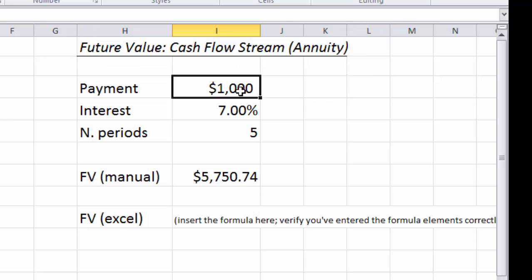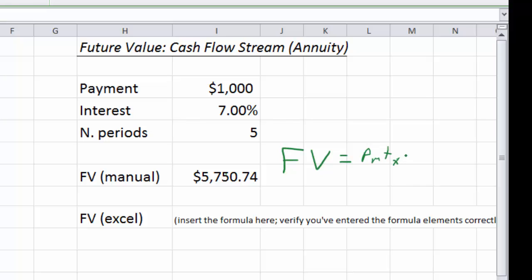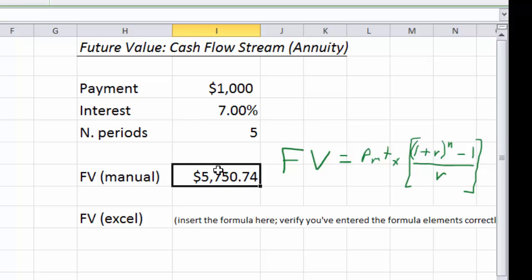Future value of cash flow stream annuity. Every year for 5 years, we get $1,000 at the end of the year. This is pretty easy. The formula, future value of an ordinary annuity, where you get the payment at the end of the period, is simply the payment times the compounding factor 1 plus r to the n minus 1, and all of that is divided by the interest rate. We'll just take that formula for granted and we plug that in. All right, that's what I've done there.